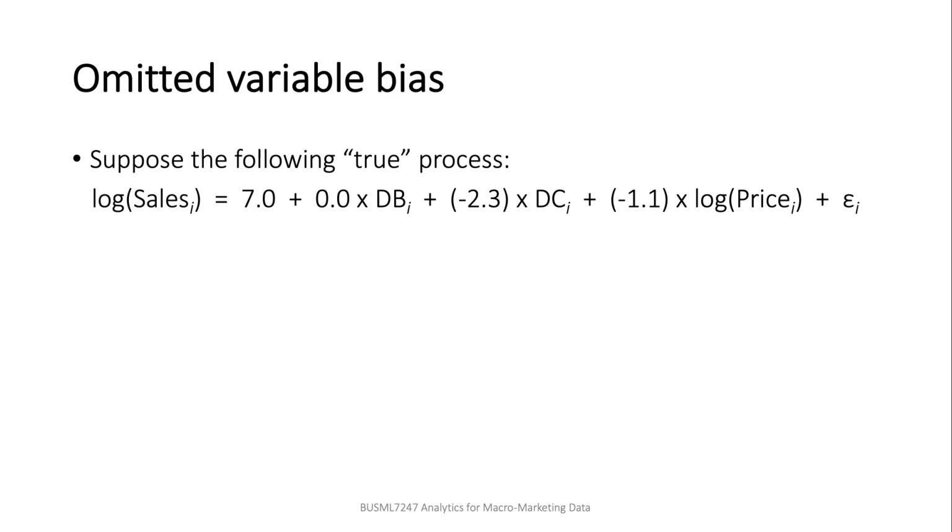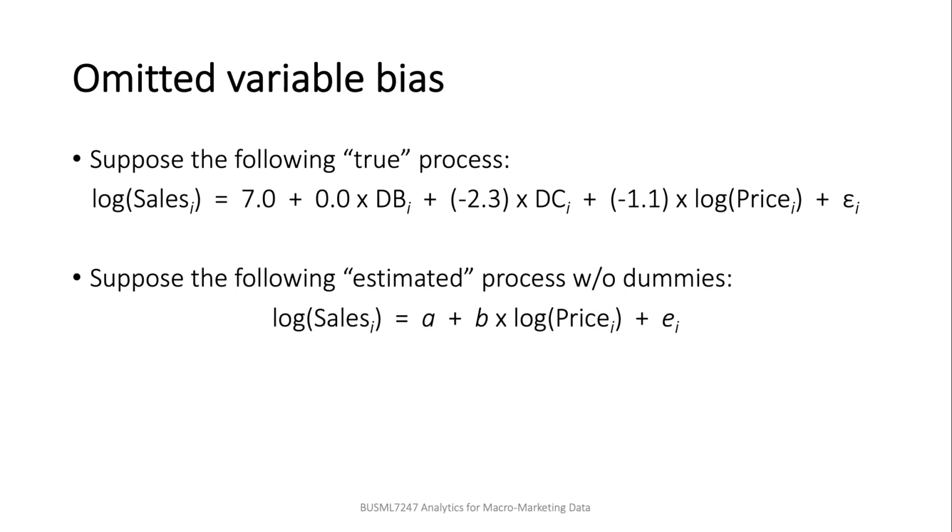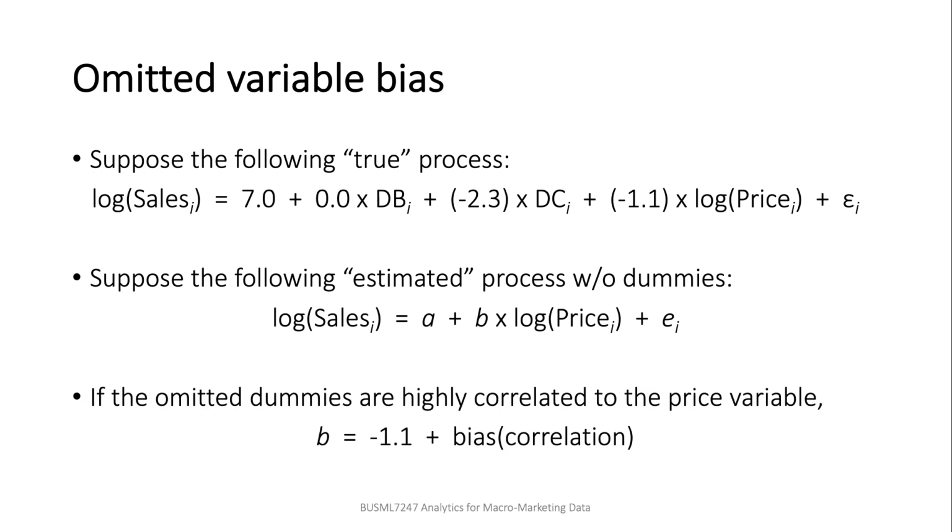Suppose the following true process, but the dummies were missing in the model estimated. Then B, which is the estimate of the price coefficient, significantly deviates from its true value if the omitted dummies are highly correlated to the price variable.